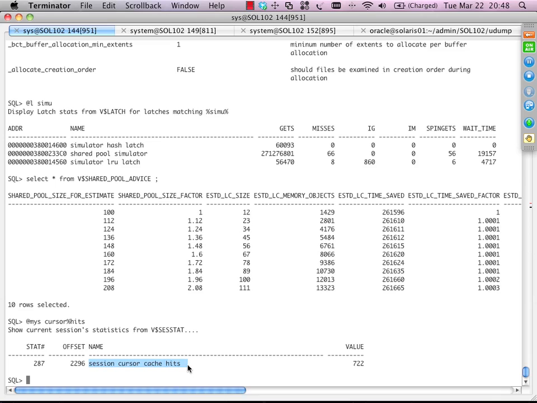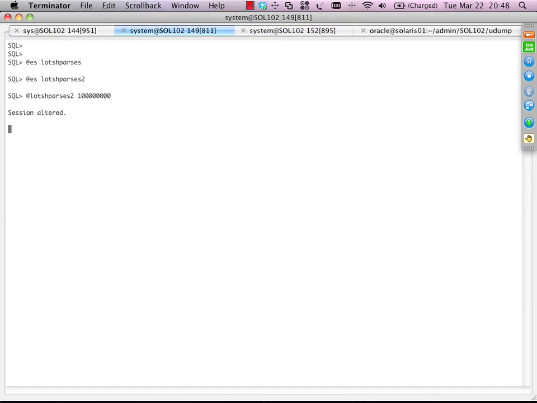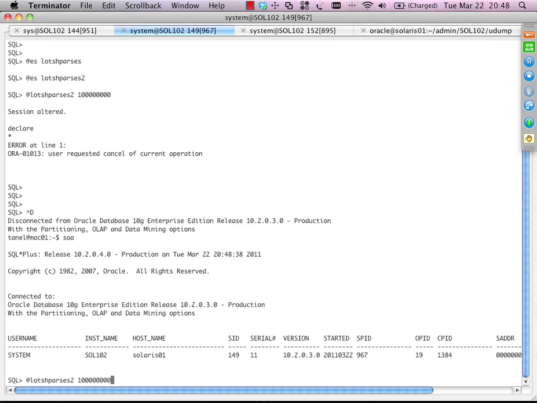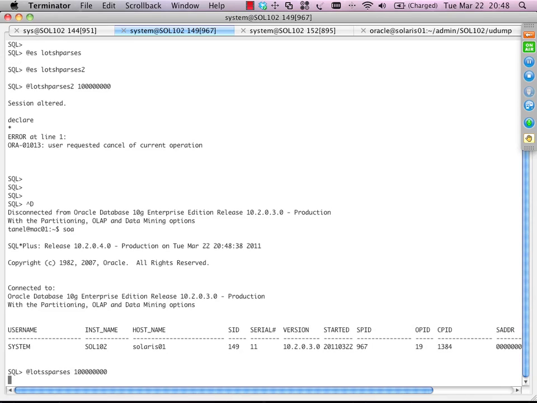So, session cursor cache hits. When you run Snapper on a session, well, let's run it. I'm ridiculously over time anyway, so what the hell. I'm gonna run lots of soft parses. Lots of soft parses is another loop which just parses the same statement all over again.